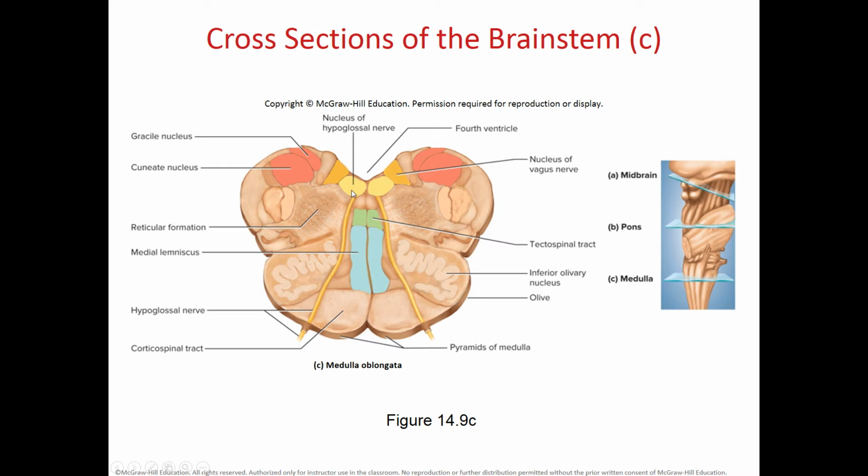Here we have the nucleus of the hypoglossal nerve, just anterior to the fourth ventricle. Then we have the nucleus of the vagus nerve. The hypoglossal nerve helps us move our tongue. The vagus nerve helps to control several viscera within the thoracic and abdominal cavities. Here we have the reticular formation that has these cardiac and vasomotor centers. And in here we have the tectospinal tract.